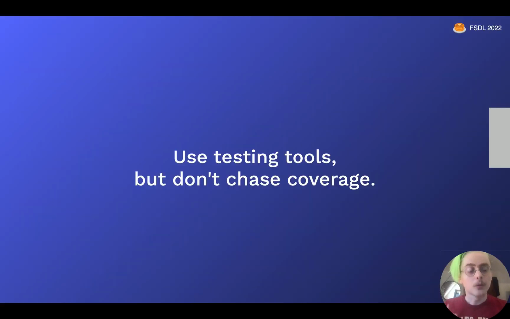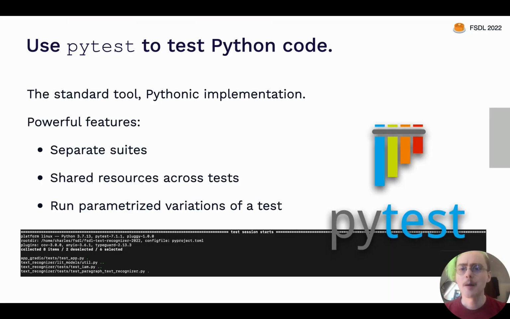So what does this mindset mean for how we approach testing and quality assurance for our code? It means that we're going to use testing tools, but we don't want to aim for complete coverage of our code. So in terms of tools, pytest is the standard tool for testing Python code. It is a very Pythonic implementation and interface, and it has also a ton of powerful features like marks for creating separate suites of tests, sharing resources across tests, and running tests in a variety of parameterized variations.